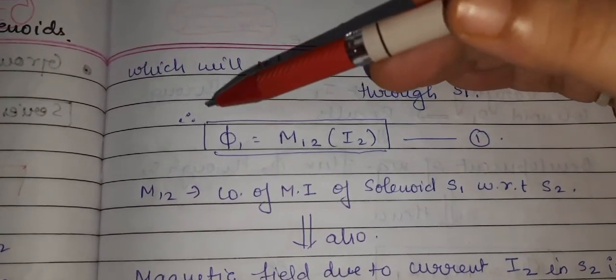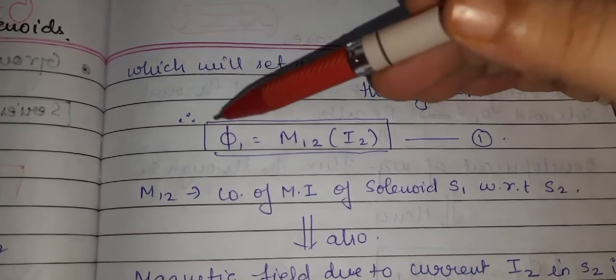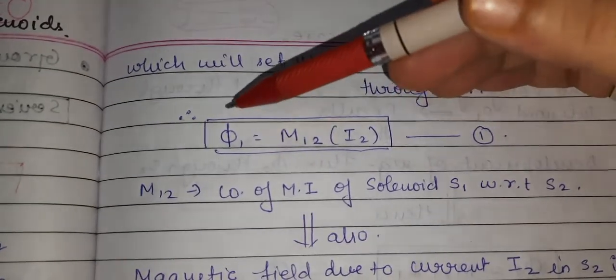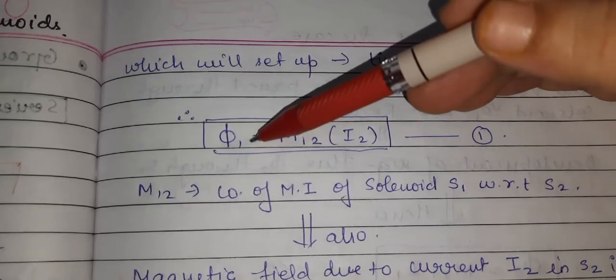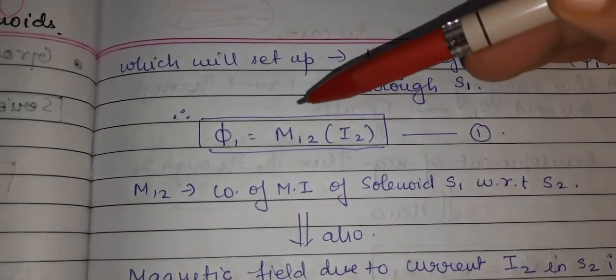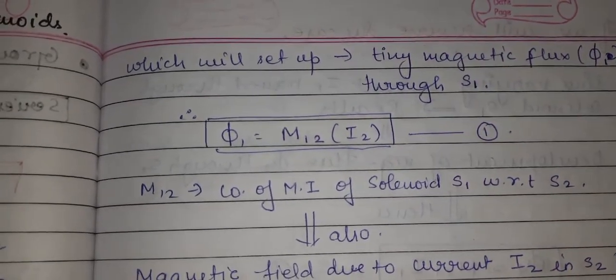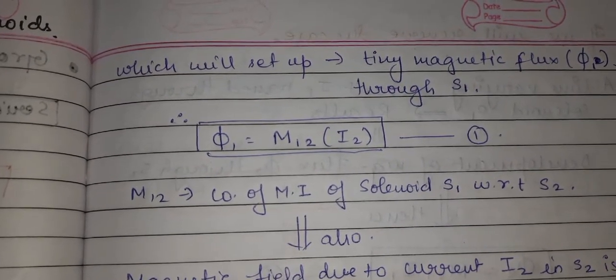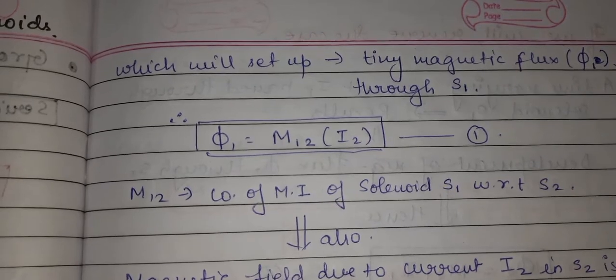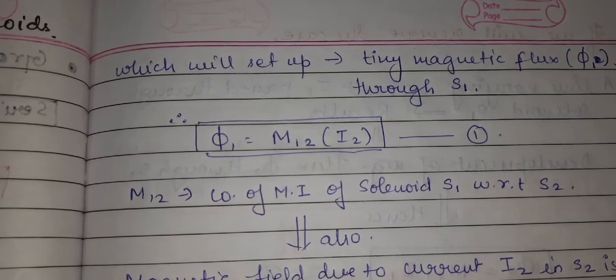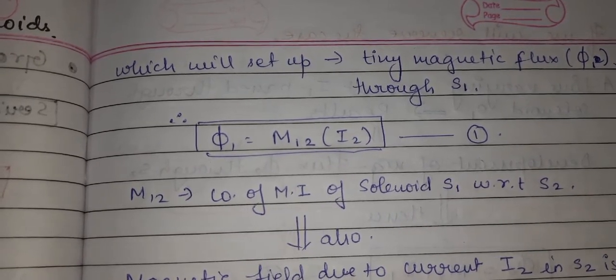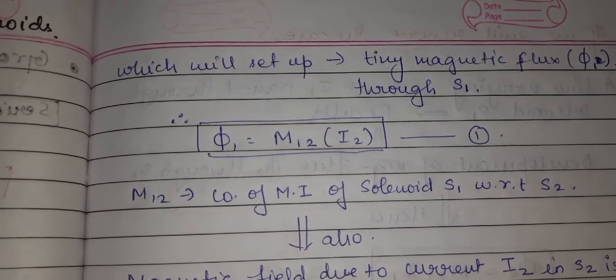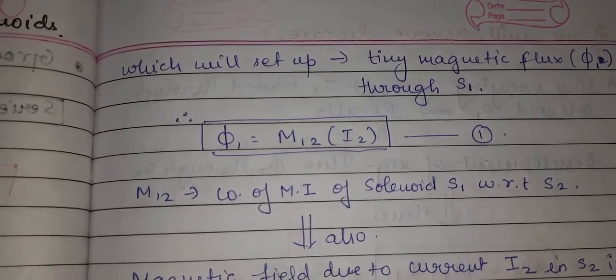Using the concept of mutual induction, we can say that phi 1, the flux crossing through the S1 solenoid, is equal to M12 times I2. M12 means the mutual inductance produced in the first coil due to the second. How do we read this M12?